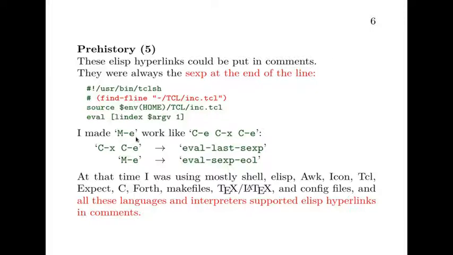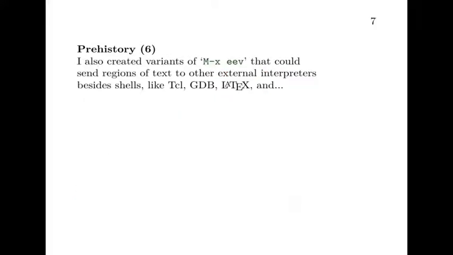So I defined that meta-E would work like Ctrl-E to go to the end of the line, and then Ctrl-X, Ctrl-E. And my name for it was eval-expression-at-end-of-line. So Ctrl-X, Ctrl-E, that's a standard key sequence, means eval-last-sexp, and I named meta-E eval-here. And at the time, all the languages and interpreters that I was using supported Lisp hyperlinks in comments like this.